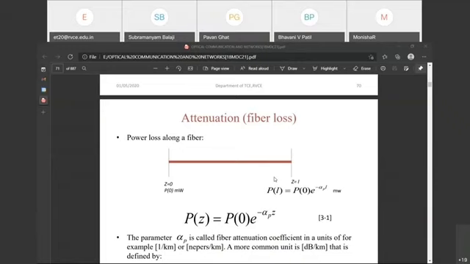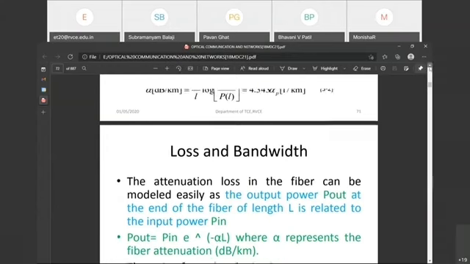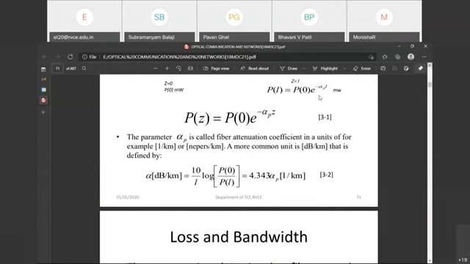Now that we have the optical fiber, and this is the input power P of 0, and this is at the length L. What is the power after length L? From the initial power, it will be degrading exponentially, and the proportionality constant is alpha p, which is called the attenuation constant. You will be writing it in dB as well as in nepers.